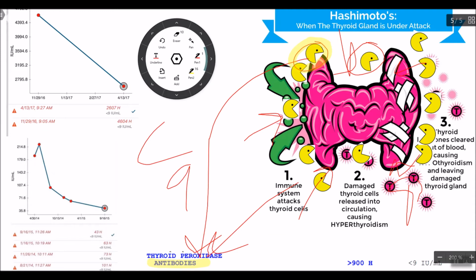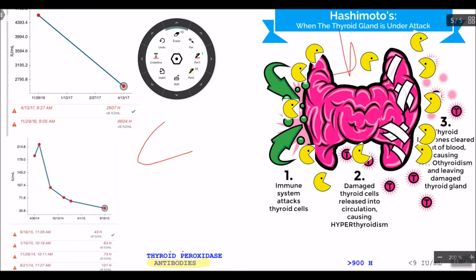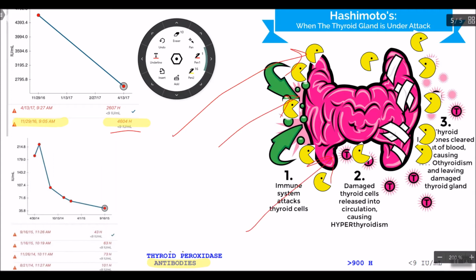Okay, so here's what happens. I'm going to show you some before and after labs of my patients. Let me just clean this up a little bit. Okay, so here you can see the date that was taken was November 29th. You see right down here, it says less than what? 9. Now check this out. We first took her test and it was 4,600. Dude, this is crazy. So what does this tell you? This is telling you how aggressive, how many Pac-Mans are going after the tissue. This is a high number.